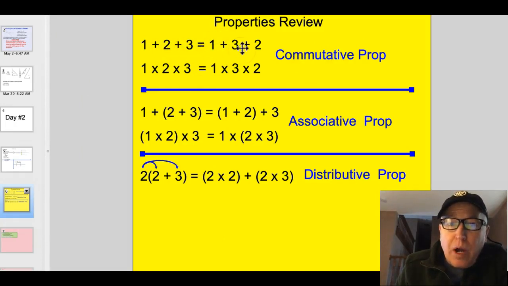So this is the commutative property of addition. 1 plus 2 plus 3 equals 1 plus 3 plus 2. I just took and flipped the 2 and the 3. I moved them. I commuted. Remember crazy Mrs. Carruthers commutes back and forth? You can move things back and forth.